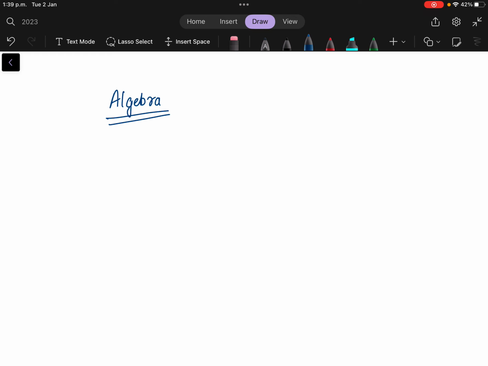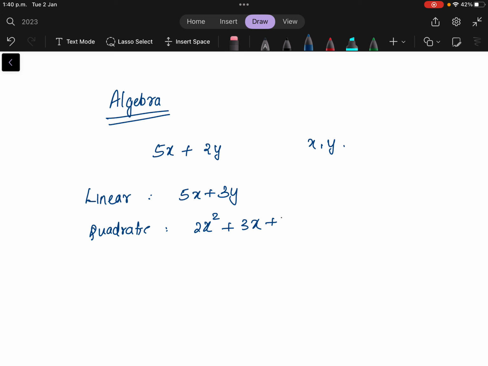So in algebra, I'll start from the basics. Whenever we add some variables onto our equations, like 5x plus 2y, that becomes algebra. So x and y are called variables. Now there are different types of equations or maybe expressions. Linear means 5x plus 3y, so there's no power in this. Quadratic means 2x square plus 3x plus 5.